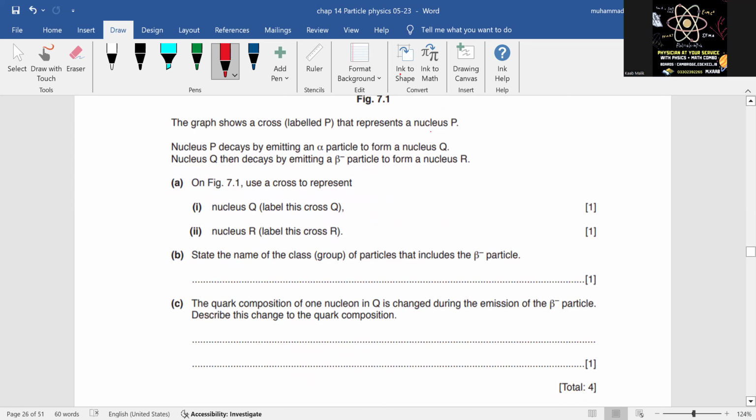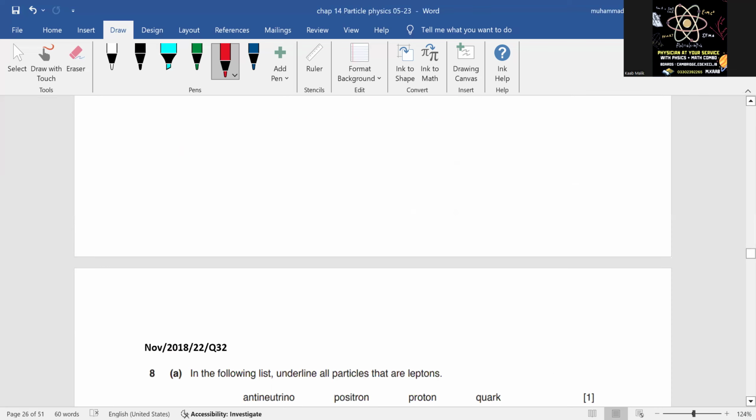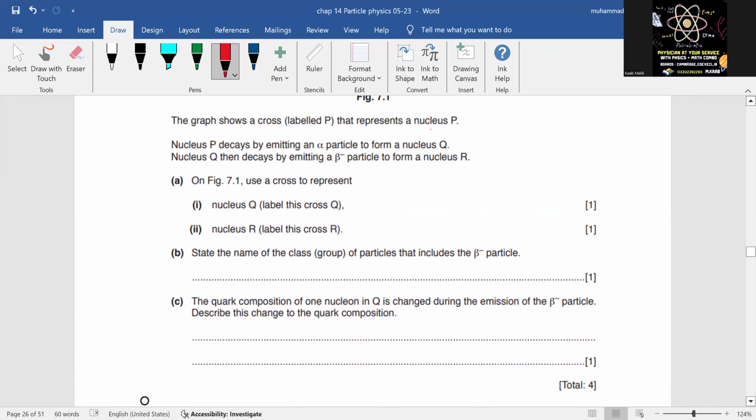State the name of the group of particles that include the beta minus particle. So what are the groups? Leptons, hadrons. Since beta minus cannot be broken down, I think it should be leptons. Leptons. Okay, perfect. Now, let's move on.